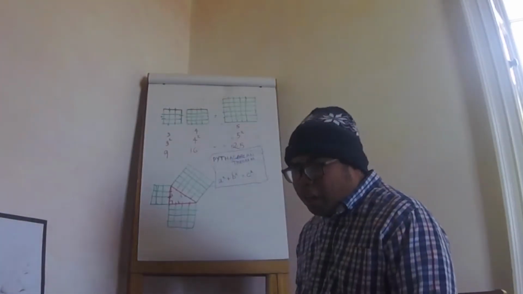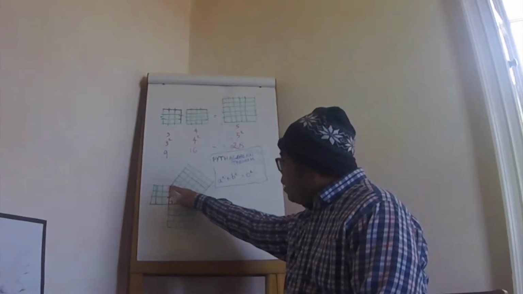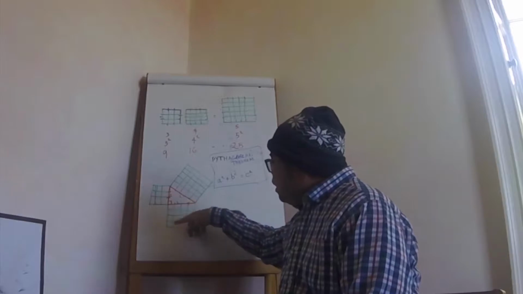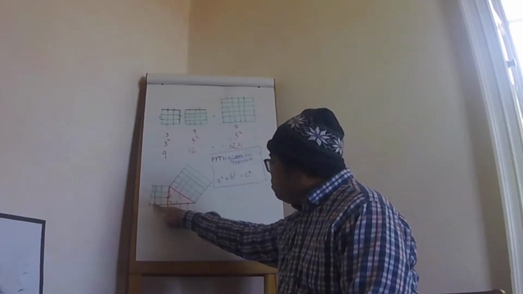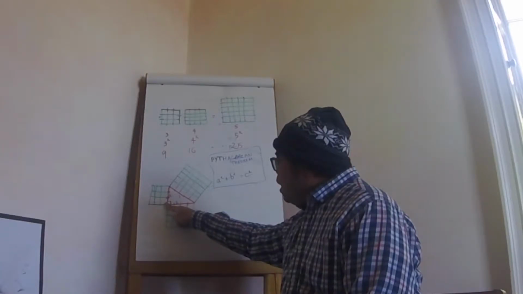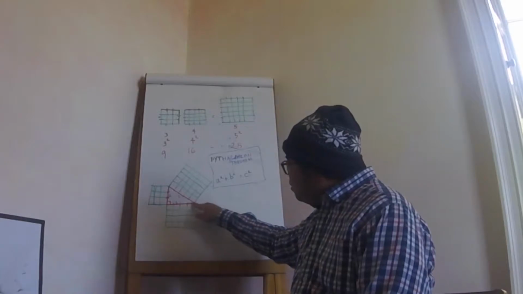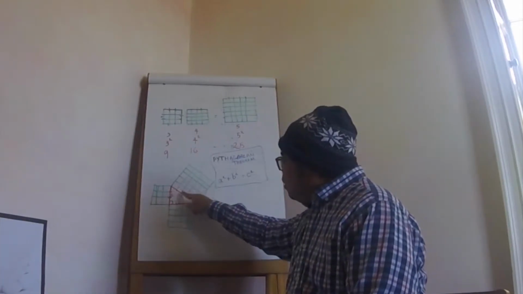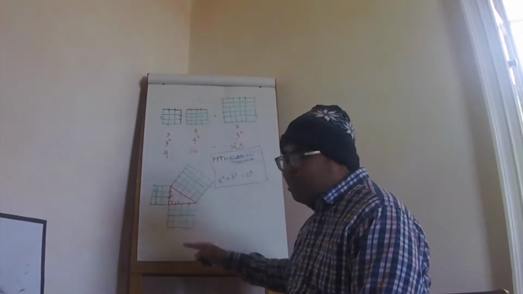Good. Thank you. I'd like you to take note of this. If you have a right angled triangle, the smaller side, if you square it, and the medium side, if you square it, and you add the squares of both, it's equal to the square of the longest line. And this is what it means.